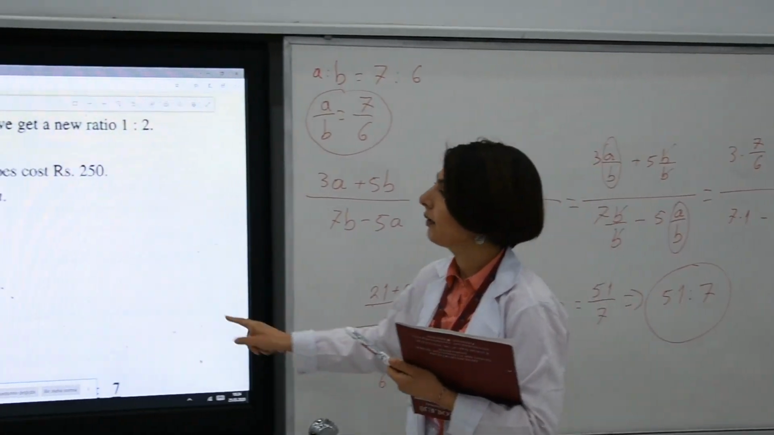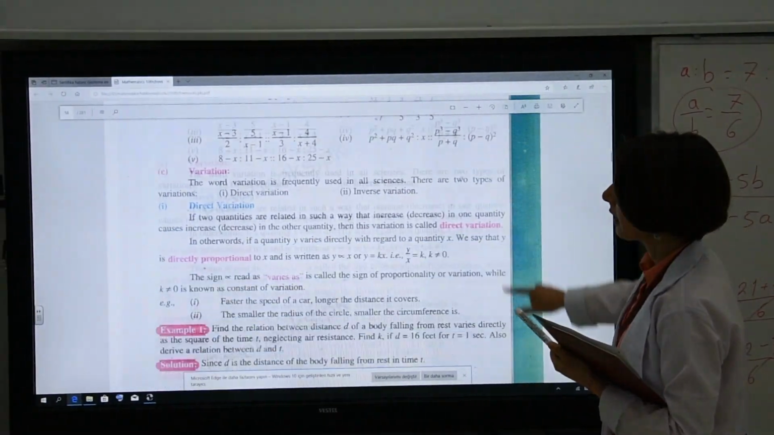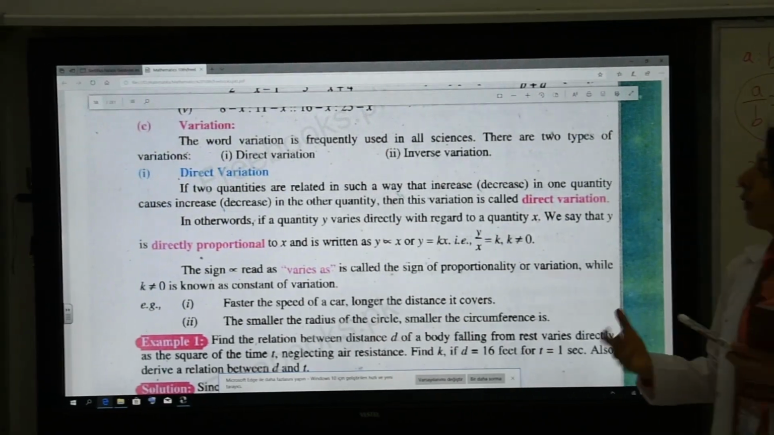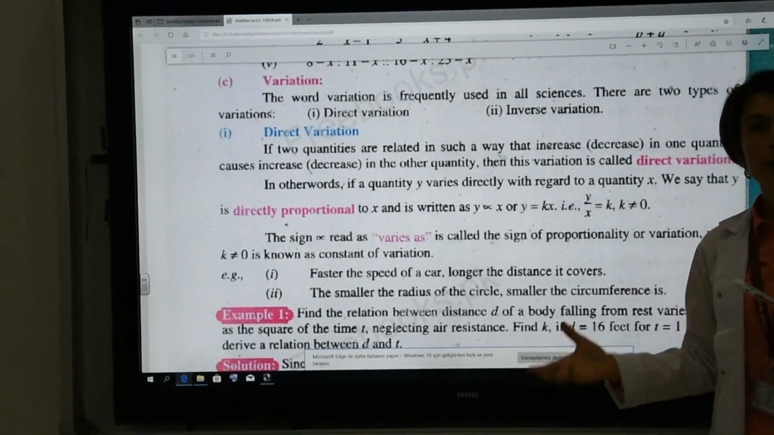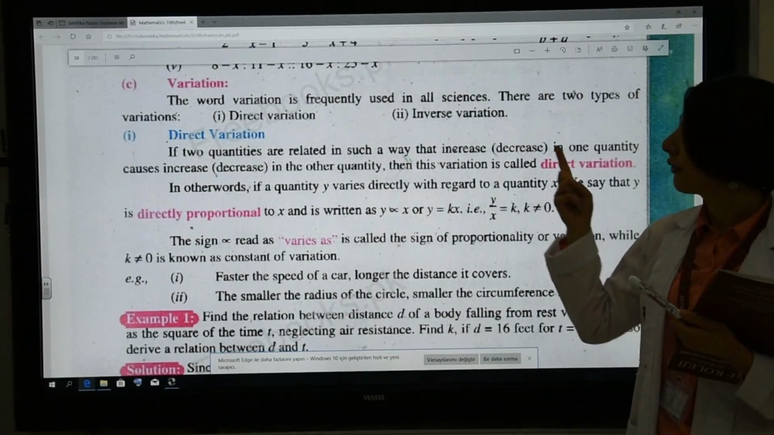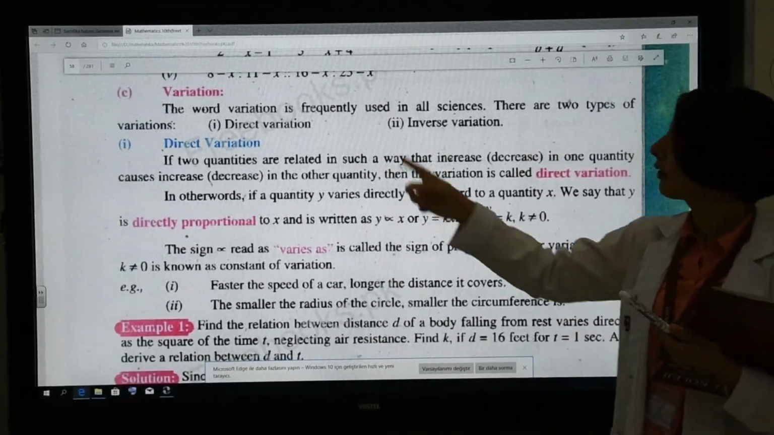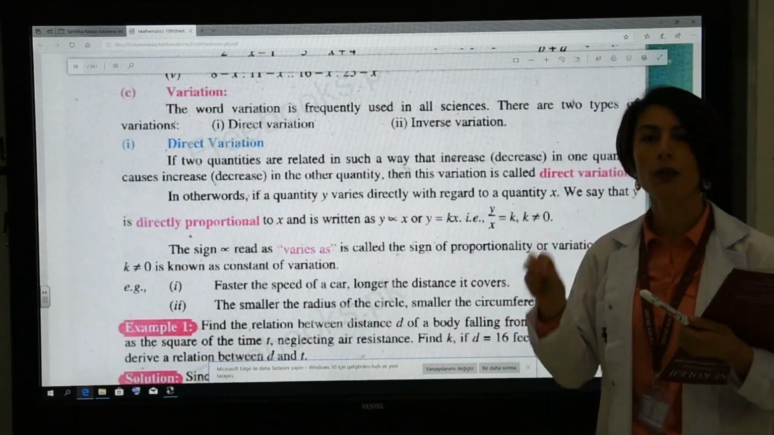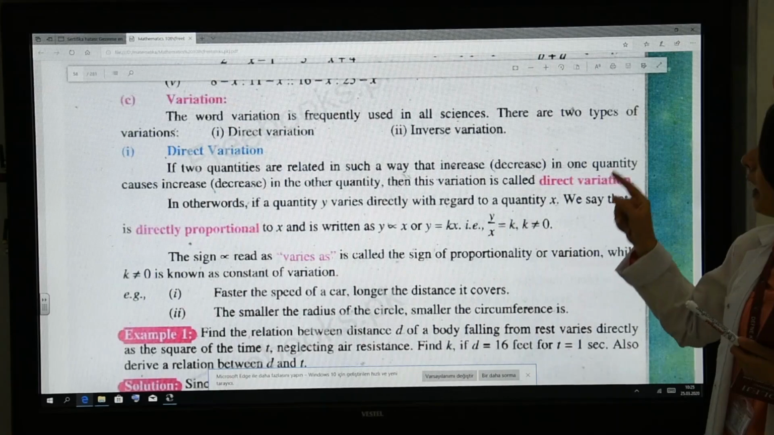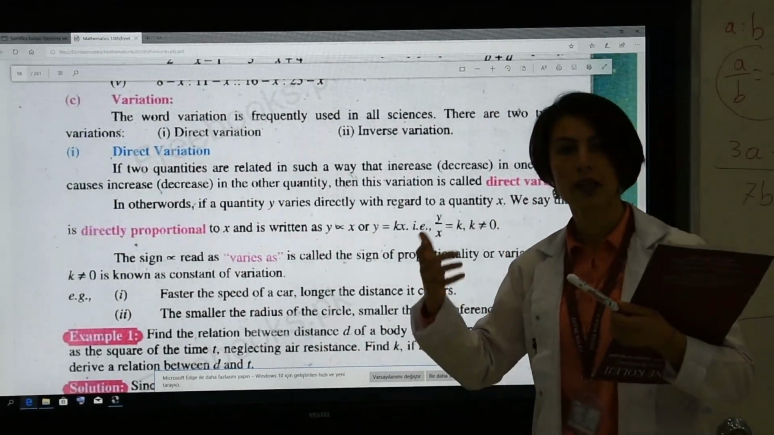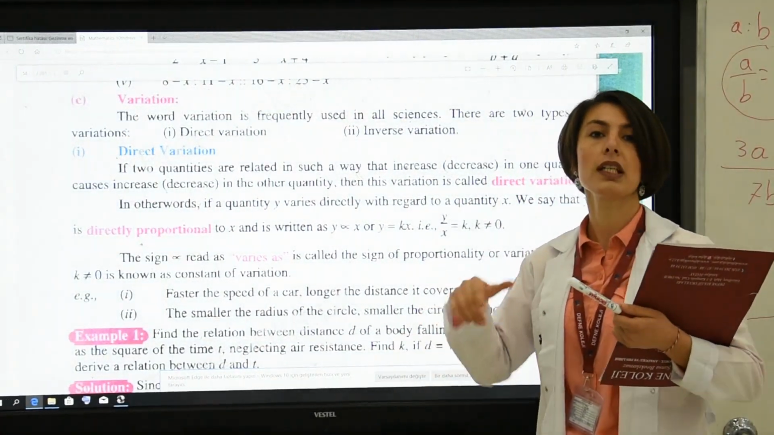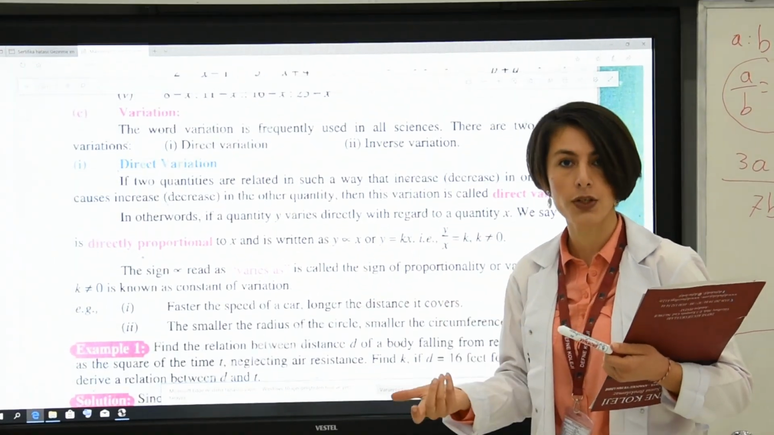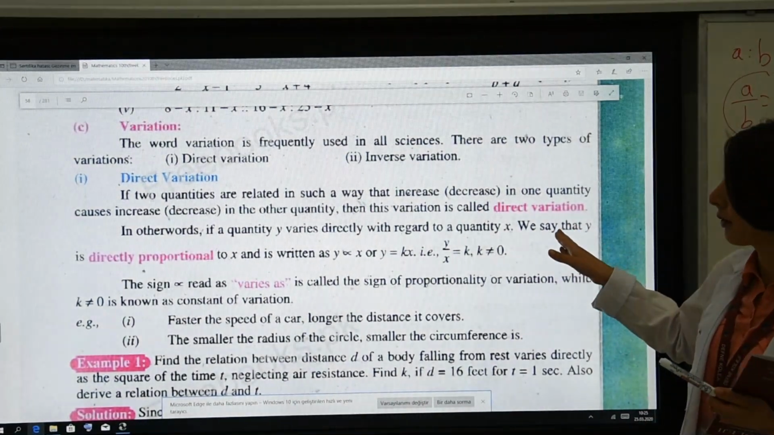Okay, now let's continue with a new topic, variation. The word variation is frequently used in all sciences, but in math variation is direct. We have it 2 times: direct variation and inverse variation. So if 2 quantities are related in such a way that if we increase one quantity, the other quantity is going to increase, or if we decrease one quantity, the other quantity is going to decrease too, this is called direct variation. Okay?